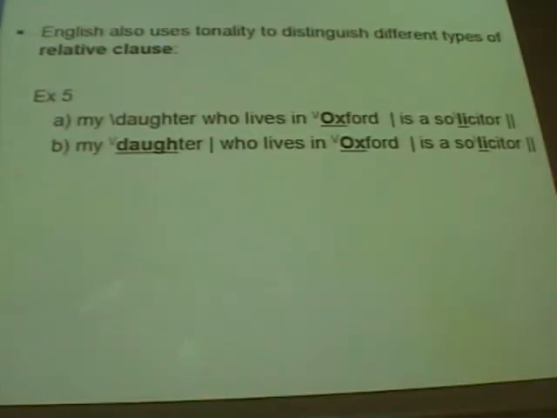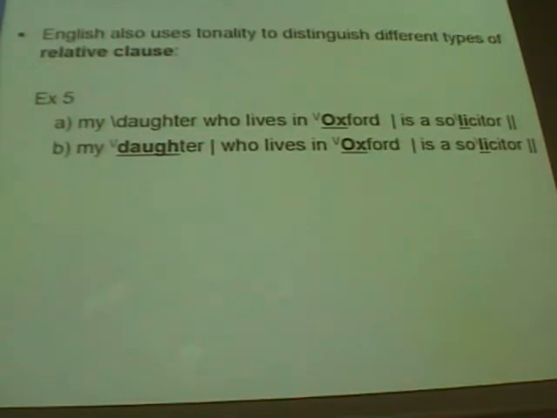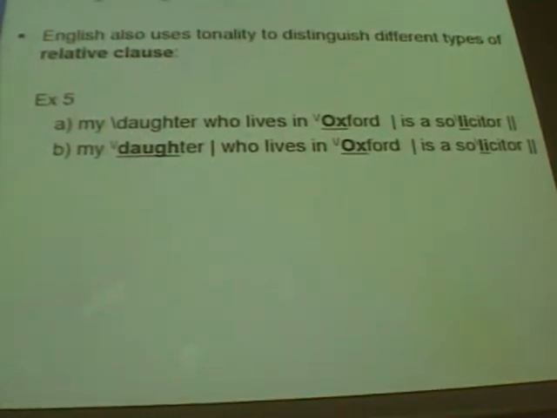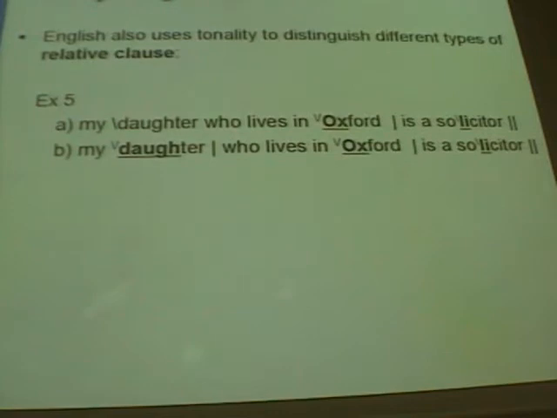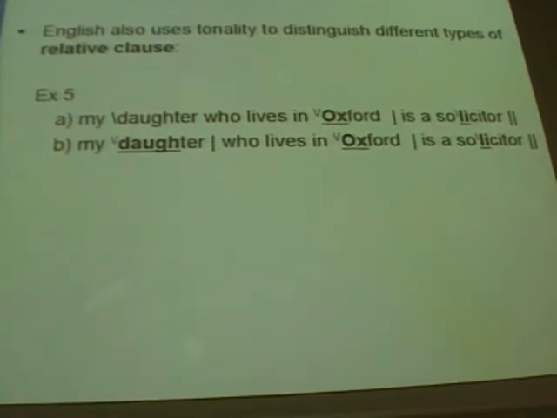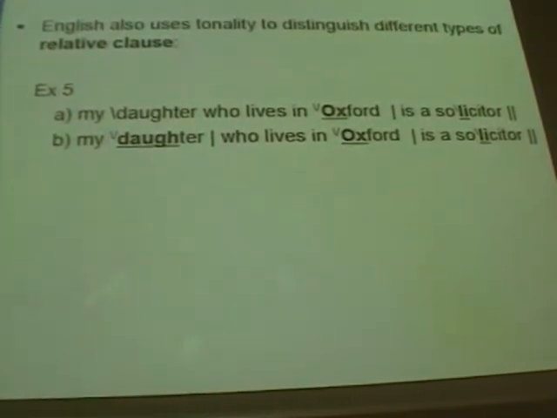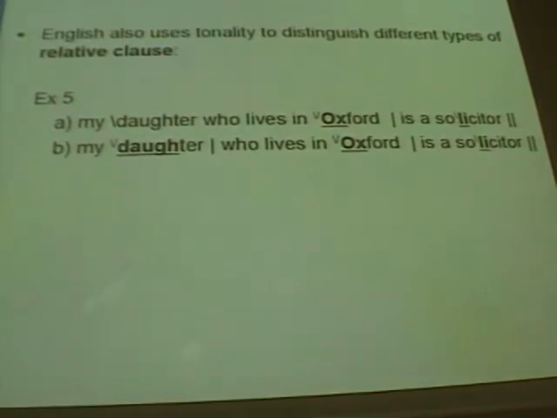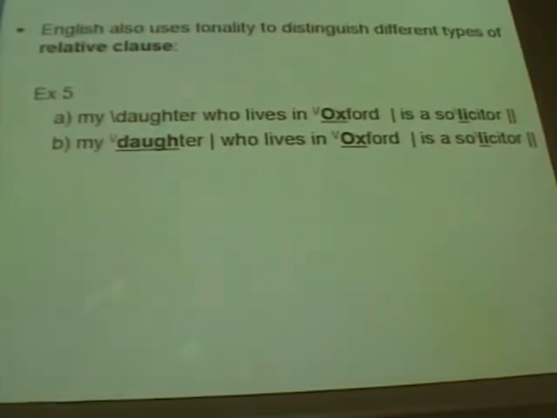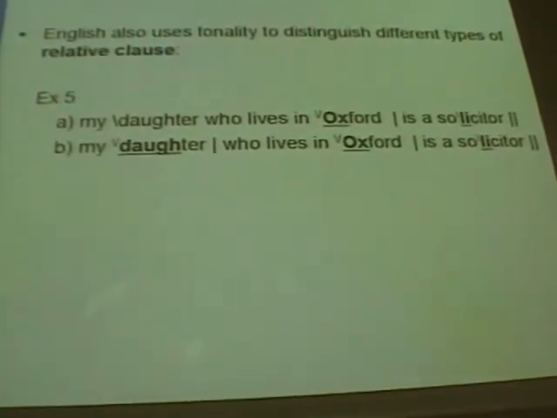A slightly grander idea is that tonality contributes to distinguishing different types of relative clause. Now, how much you understand at this point will also depend on how much you know about English grammar. But what we've got here are 2 versions of something that looks remarkably similar. My daughter who lives in Oxford is a solicitor. That was A. My daughter, who lives in Oxford, is a solicitor. That was B.